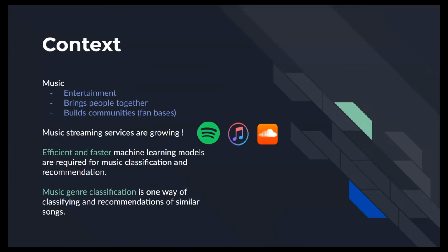Just for some context, I'm sure most of us love listening to music. It has played an important role in society as it is a means of entertainment, bringing people together and building communities of people who share similar music tastes. Music streaming services such as Spotify, Apple Music, and SoundCloud are increasingly growing and looking for faster, more efficient machine learning models to be used for music information retrieval, classification, and recommendation. Music genre classification is just one way of grouping similar songs for making recommendations to its listeners.